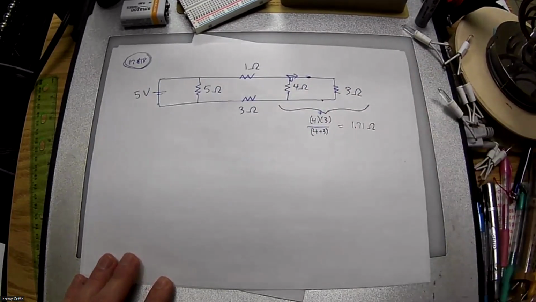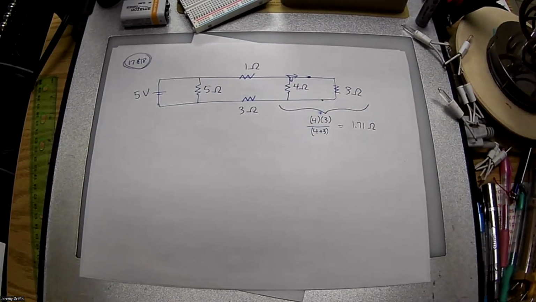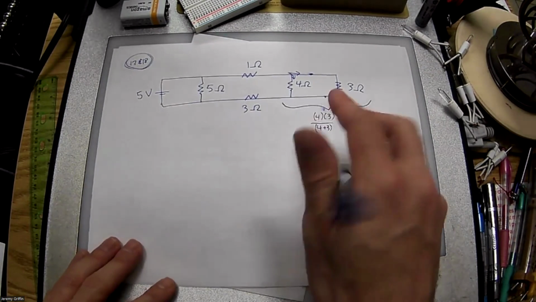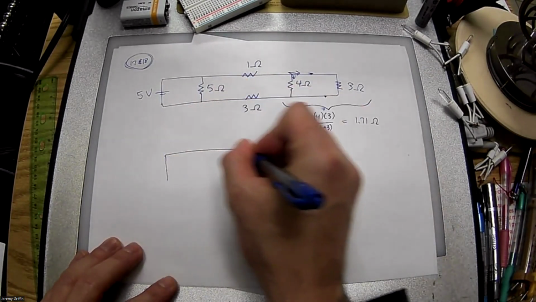Okay. So it's as if there's a single resistor there that's that many ohms. Is that working out for you guys too with your numbers? All right. Then redraw the circuit.